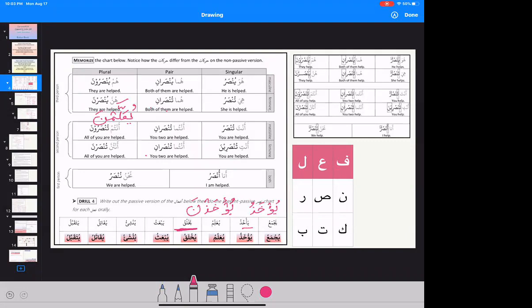هو يخلق، هما يخلقان، هم يخلقون، هي تخلق، هما تخلقان، هن يخلقن، أنت تخلق، أنتما تخلقان، أنتم تخلقون، أنت تخلقين، أنتما تخلقان، أنتن تخلقن، أنا أخلق، نحن نخلق. Very good. Alhamdulillah. Very proud of you.